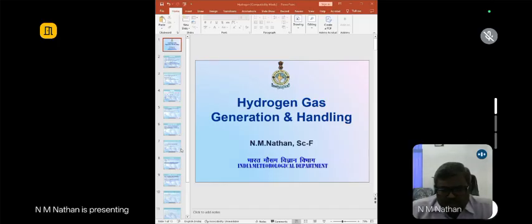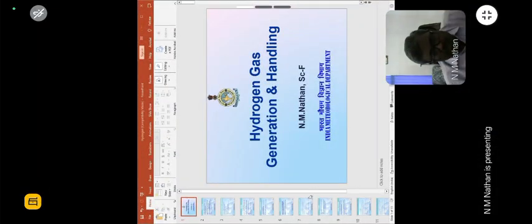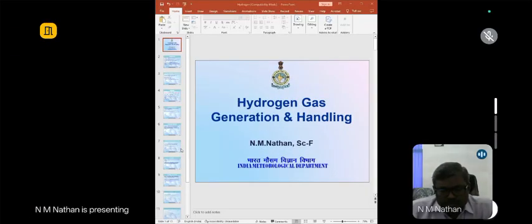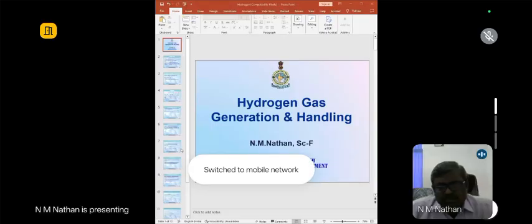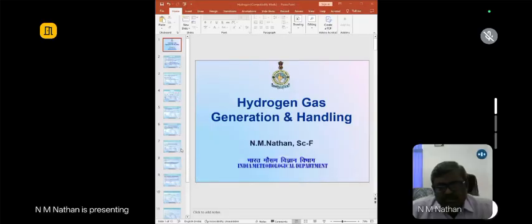If it is possible to procure, it is well and good, and we can procure and use it. In case you want to produce the hydrogen gas at your station, there are methods you have to follow. But anyhow, handling of hydrogen requires a lot of safety precautions, so related to those points we will discuss today.